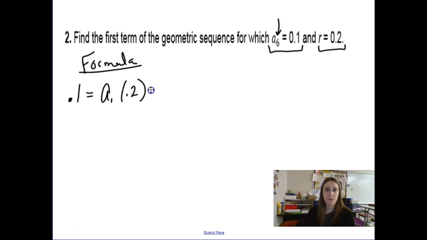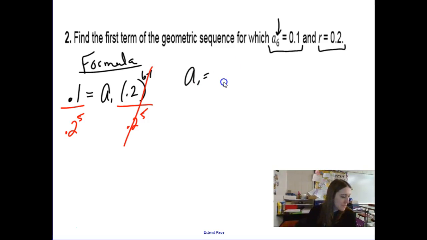Well, if we're using this formula to find the sixth term, technically, that would be to the 6 minus 1 power or to the fifth power. So we're going to divide both sides here by 0.2 to the fifth power. So these are gone. And I'll type that in on my calculator because I'm kind of overthinking today. What do we get? This is number 2, huh? Oh, lovely. Where is it? There it is.